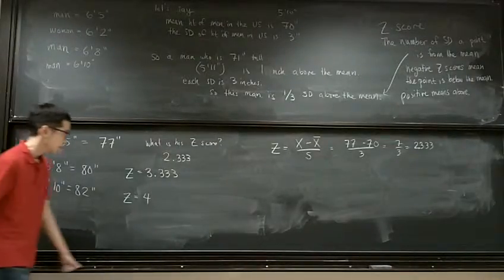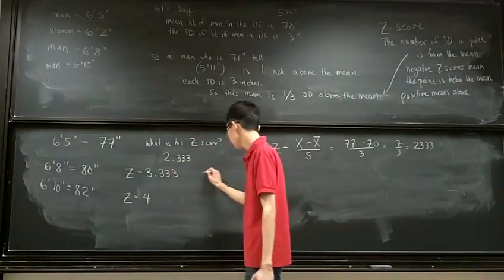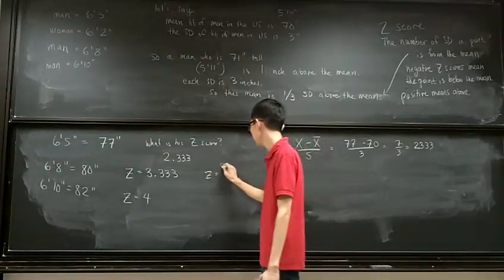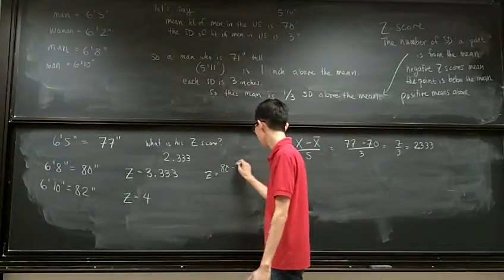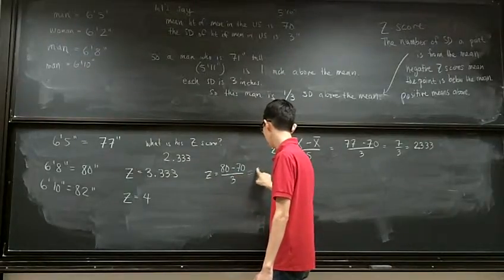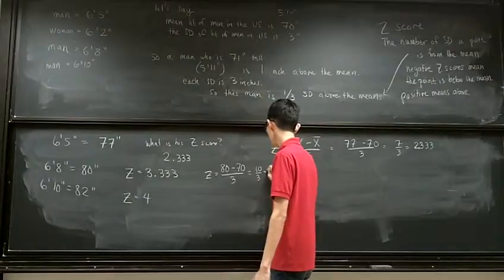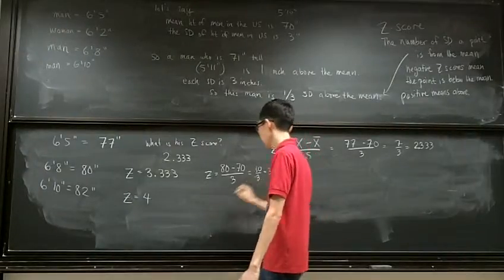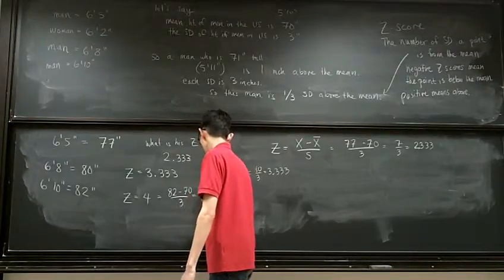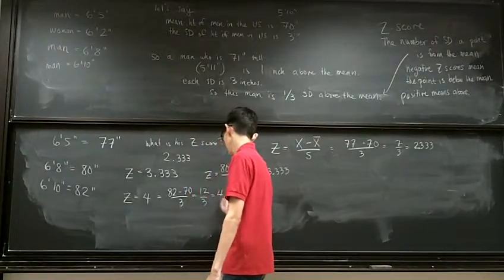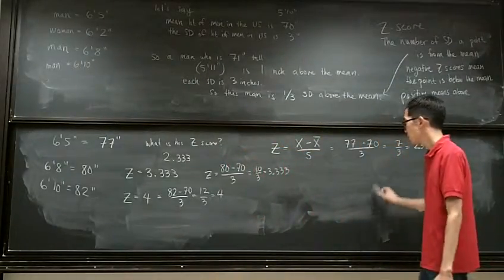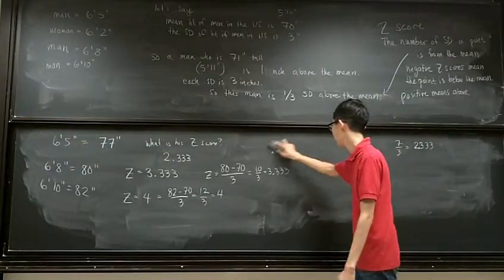Okay, great. In case you didn't get that, we just did z is equal to x minus x bar over s. So I did 80 minus x bar, which is 70, divided by the standard deviation of 3, and I get 10 divided by 3, 3.333. And over here I get 82 minus 70 over 3, which is 12 over 3, which is 4. So the question is, which one was more unusual though?